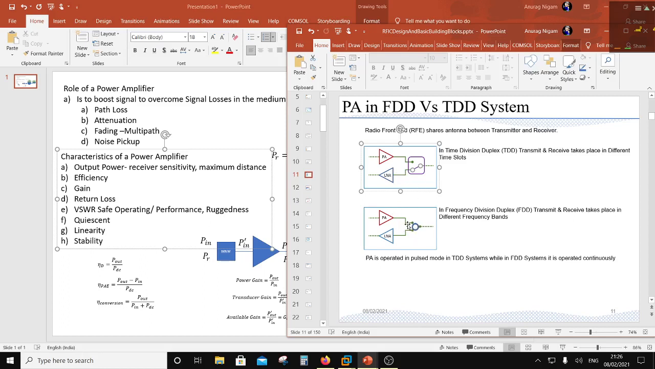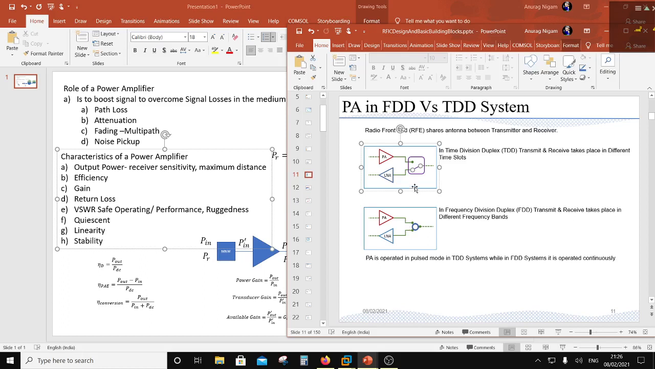Second thing is the circulator. What the circulator does is, if the antenna sees a mismatch, then the circulator basically exposes only a small portion of this Smith chart as a mismatch to the PA. So the ruggedness requirement of a PA in an FDD system is less compared to a TDD system.